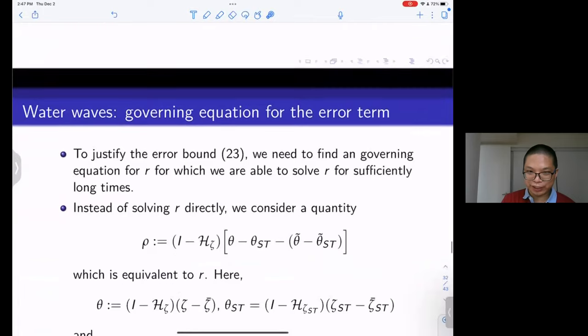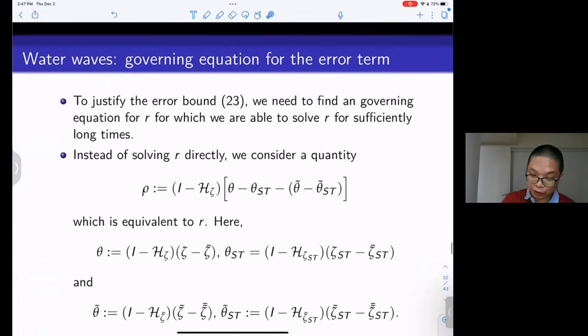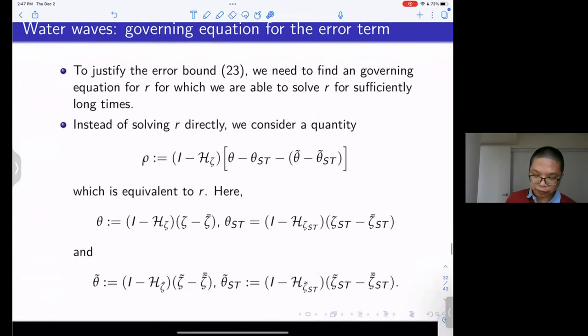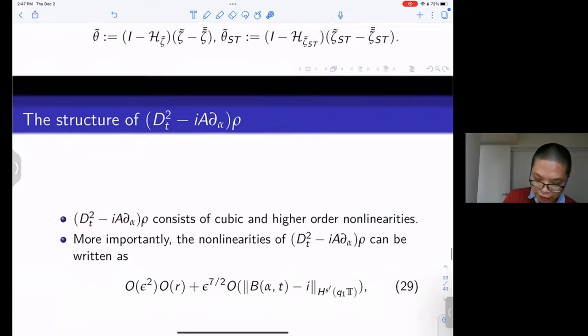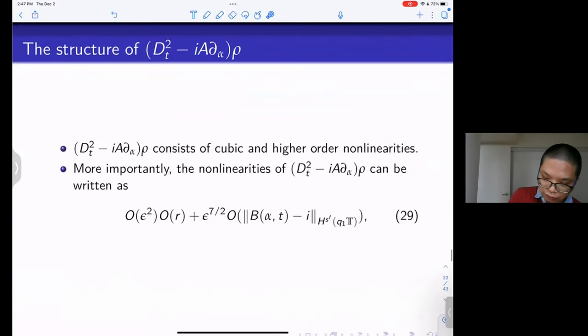Now let me quickly show you something technical. I will be very quick. In order to do analysis for R for a sufficiently long time, we need to work on some quantity related to R, which is better suited for the water wave problem. So this is the quantity related to R. We do this transformation here. This is technical.